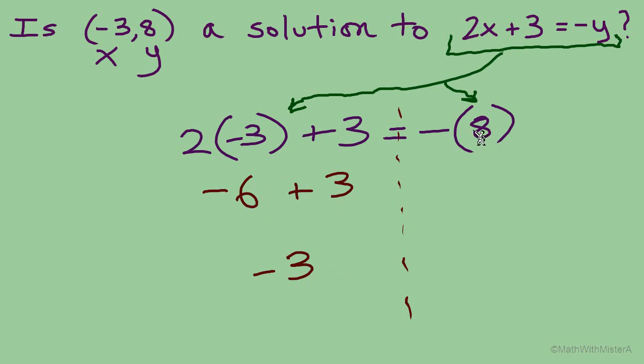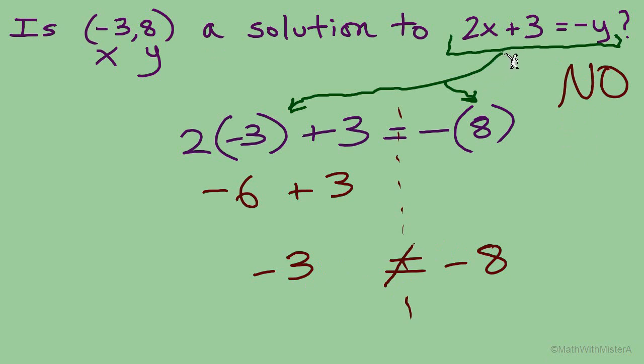The right side of the equation is pretty simple already. The opposite of 8, or -8, however you want to see that. We've got one negative, so it makes our answer a -8. And it looks like we are not left with a true equation. -3 and -8, not the same thing on both sides. So is it a solution?